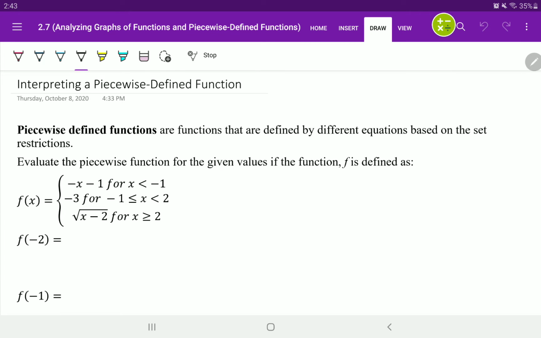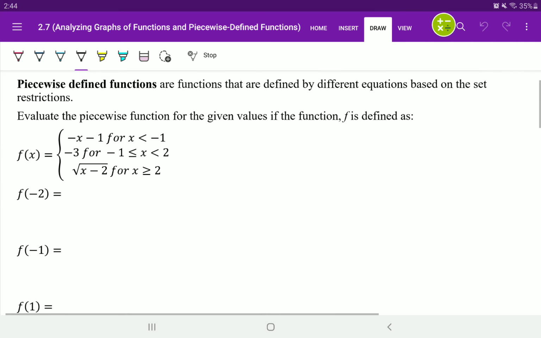All right, guys. Now we're going to translate into something called a piecewise defined function. This right here gives students the most trouble because it's a different type of function than we're used to dealing with, because it's made up of different functions. So, piecewise defined functions are functions that are defined by different equations based on a set of restrictions.